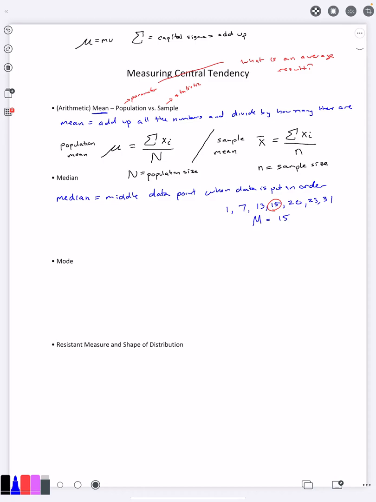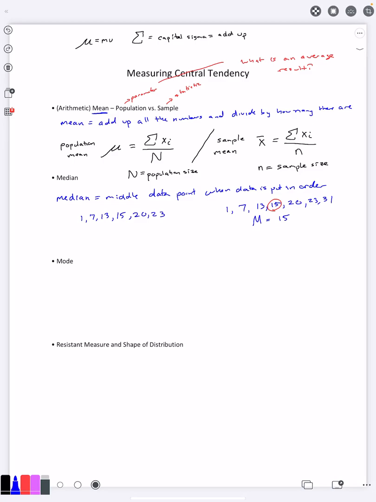The only thing you have to be careful with is what if you have an even number of data points. So let's say I take off that last one. I don't have the 31 anymore, and if I try to circle 15, this is no longer going to work because now there are 3 data points to the left of it and only 2 on the right. That one is not truly in the middle of all the data.